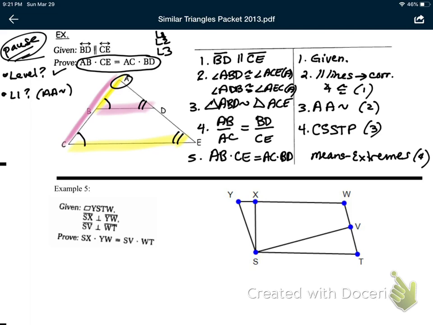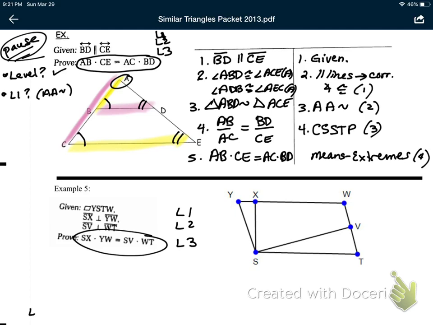Okay, let's take a look at number 5. All right, so we have a parallelogram here and 2 sets of perpendicular lines, and we're here to prove that SX times YW equals SV times WT. So, let's ask ourselves the 2 questions. First of all, what level is this? Yep, it's a level 3, which means I need to do level 2 and level 1 before it. So, let's get on to doing that.